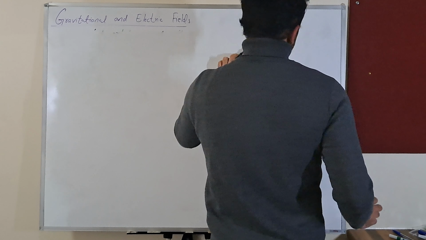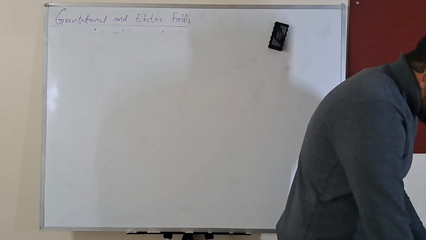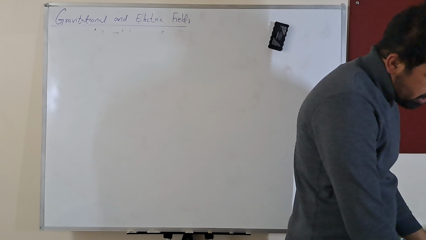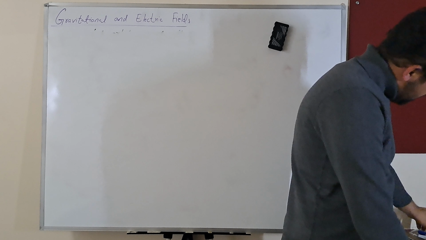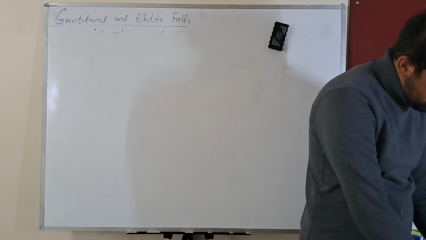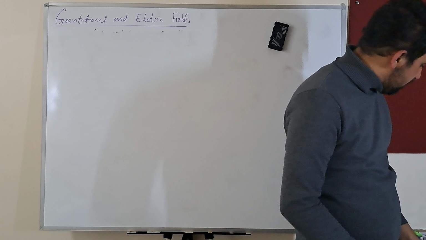So the next one is: two asteroids 2.5 kilometer apart exert a gravitational force on each other of 25 Newton. Calculate the magnitude of force they will exert on each other when they are 0.5 kilometer apart.